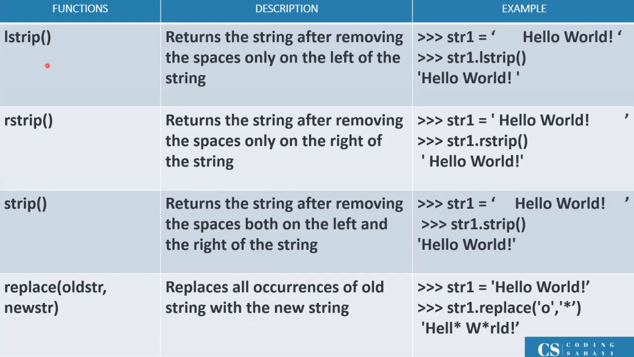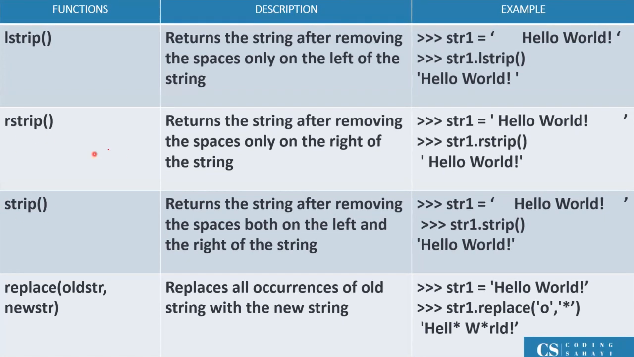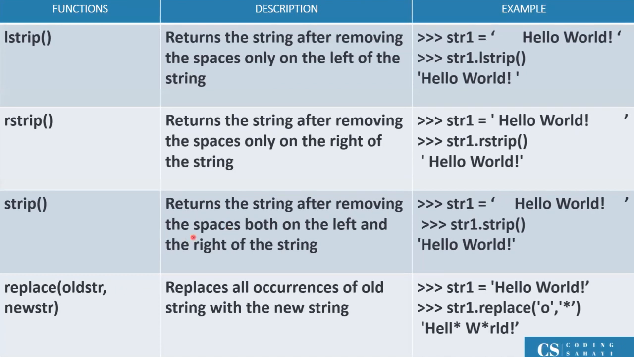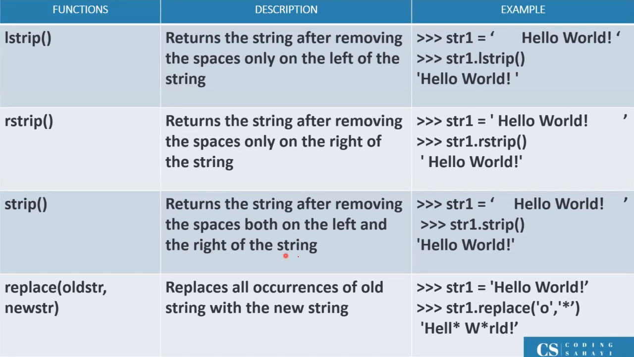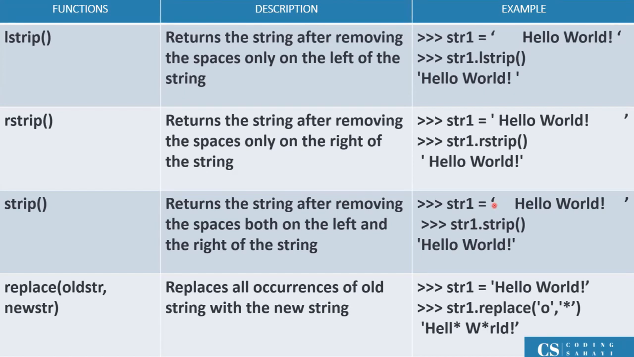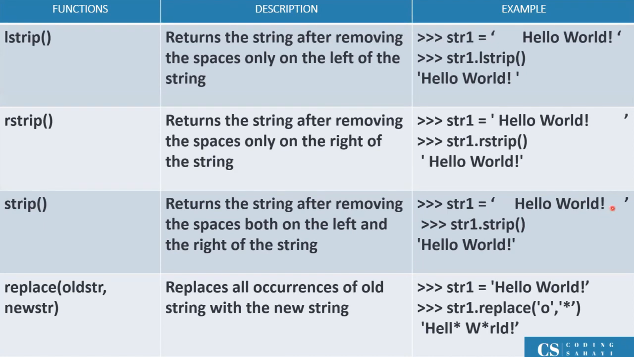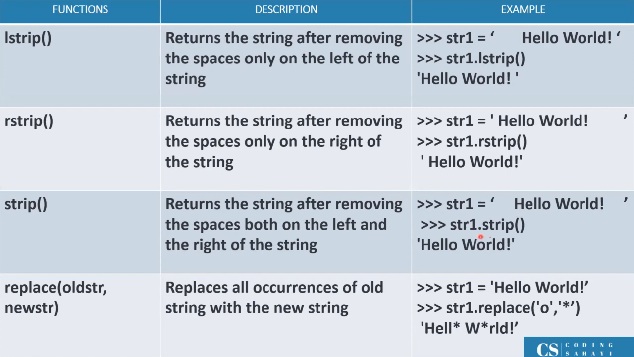Now we have the strip function. We have lstrip, rstrip and strip functions. So what is the strip function? It returns the string after removing the spaces on both the left and the right of the string. Here I am giving a quote and after that so many spaces, then I am writing hello world, and after that also we have some spaces. So when you execute str1.strip, it removes all the leading and trailing spaces.